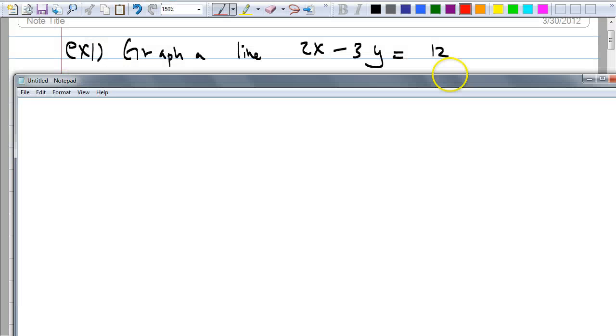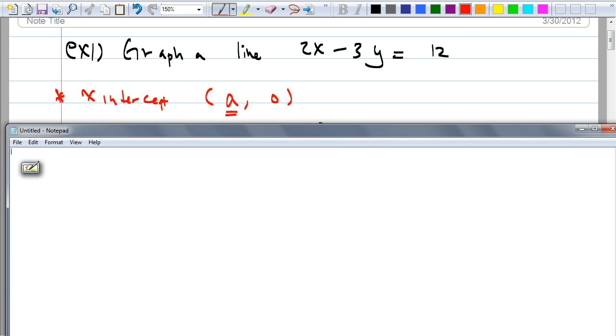Let's do some examples, okay? Here, they tell us to graph this line 2x minus 3y equals 12. In order to graph a line, at least how many points do you need? 2. And we just learned how to find 2 points, namely the x-intercept and the y-intercept. This equation is in what form? Standard form. So to find the x-intercept, what do we plug in for y? 0. So I'm going to call the unknown a, since we use small letter a for the x-intercept. You plug in a for x and 0 for y, then you get your x-intercept.